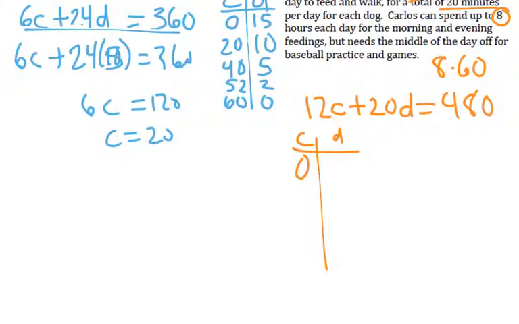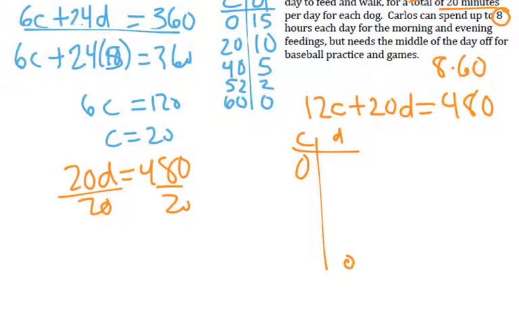So it's always a good idea to start with 0 for cats, 0 for dogs. So then we'd end up with, for cats, 12 times 0 is 0, so 20d equals 480. So we just divide by 20, and we get 24 dogs. Now flip it around. We got rid of the dogs because they're 0. So it would be 12c equals 480. So 480 divided by 12 gives us 40.